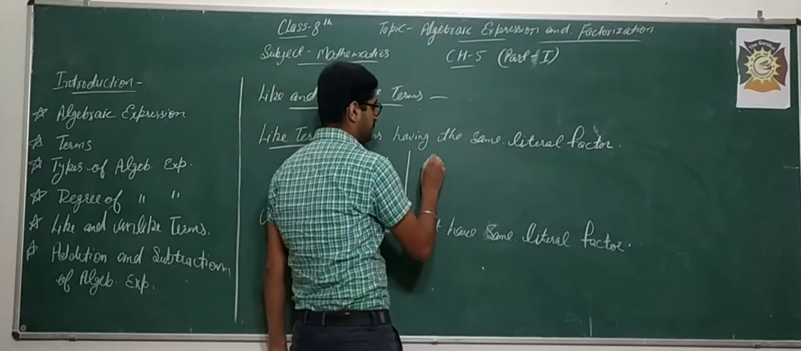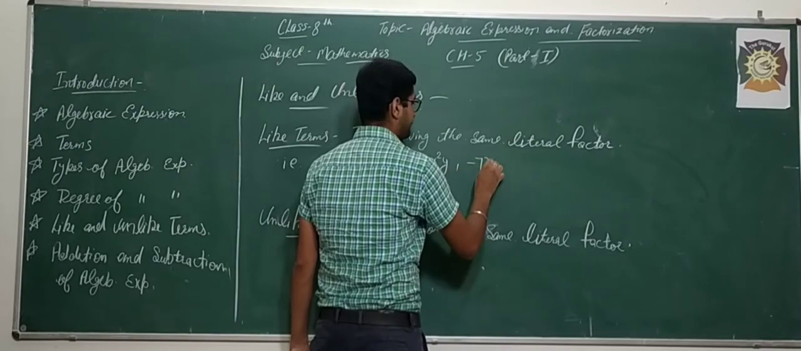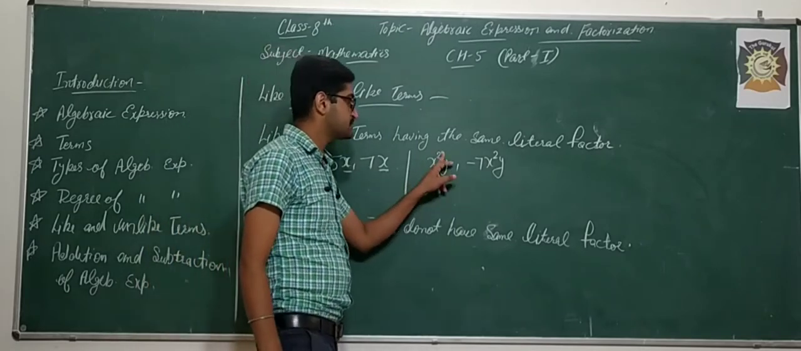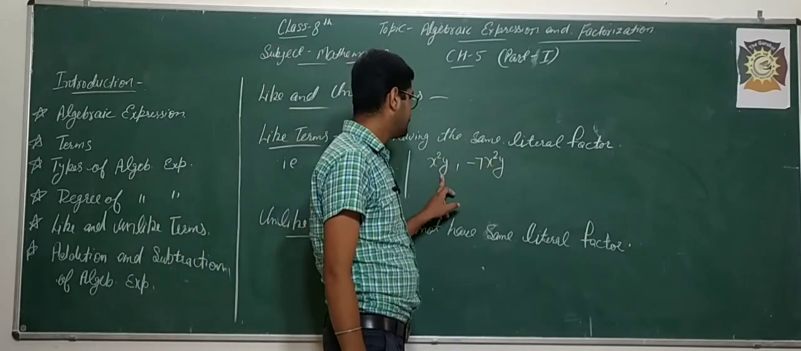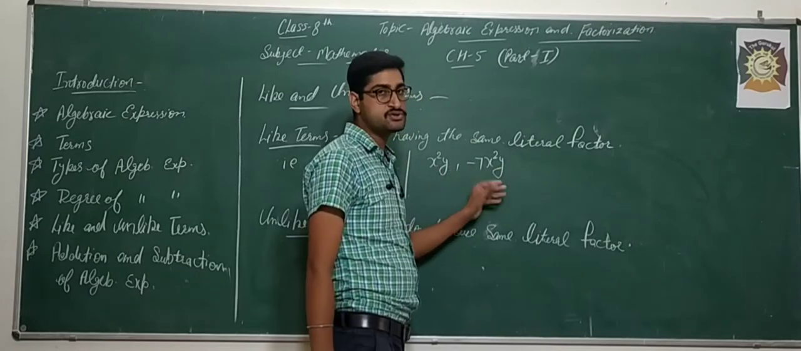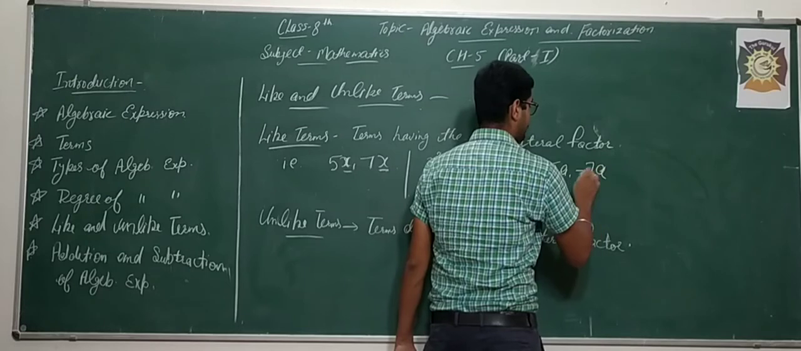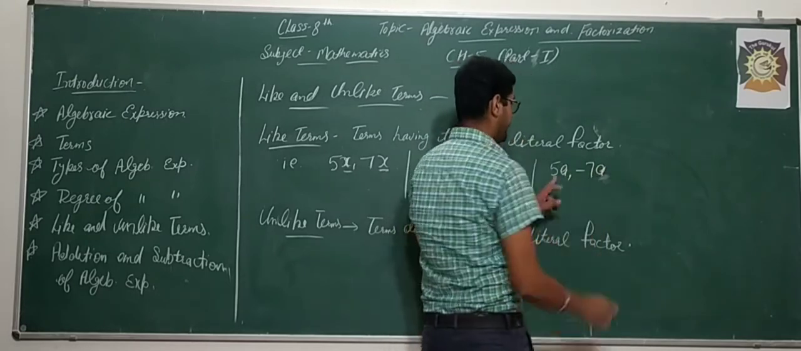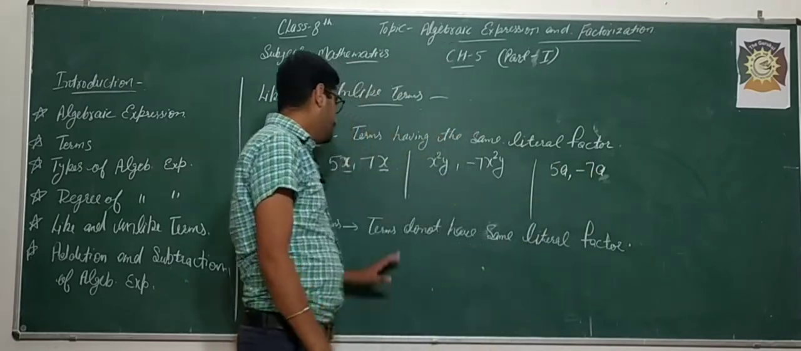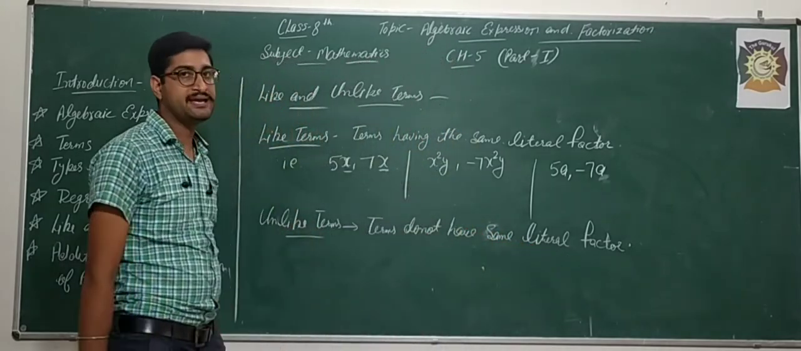Next example, if it's x square y and minus 7x square y. Again you can see the power of x is 2, here the power of x is 2, here the power of y is 1, here the power of y is 1. So these are the like terms to each other. Also, if it's 5a and minus 7a, here you can see a is here, so these are the like terms to each other.